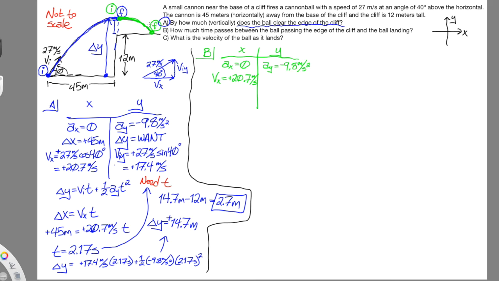Our initial velocity from before was down here at the launch point, and delta y, we can't reuse, but we can figure it out. So we started at 14.7 meters above the ground, and we land at 12 meters above the ground. So our delta y here, the change in height for that green portion of the flight, is 2.7 meters in the downward direction. So the negative on there.